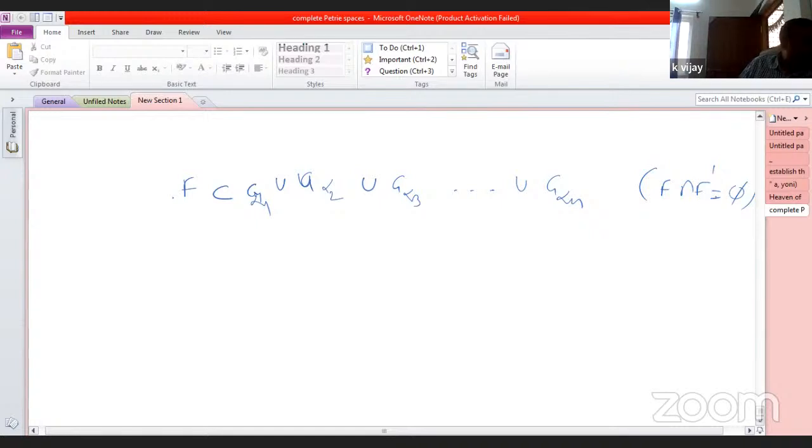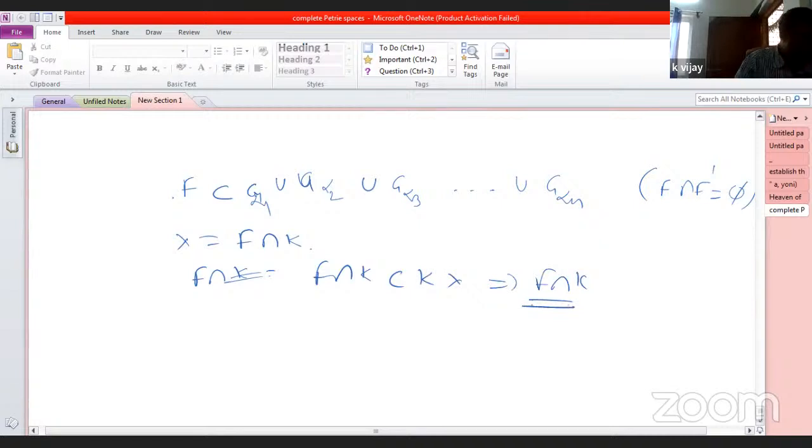So corollary: if F is closed and K is a compact subset, then F intersection K is compact. F and K are closed. X is equal to F intersection K. So therefore F intersection K is a subset of K is a subset of X. So therefore F intersection K is a compact set. This is most important in this one.